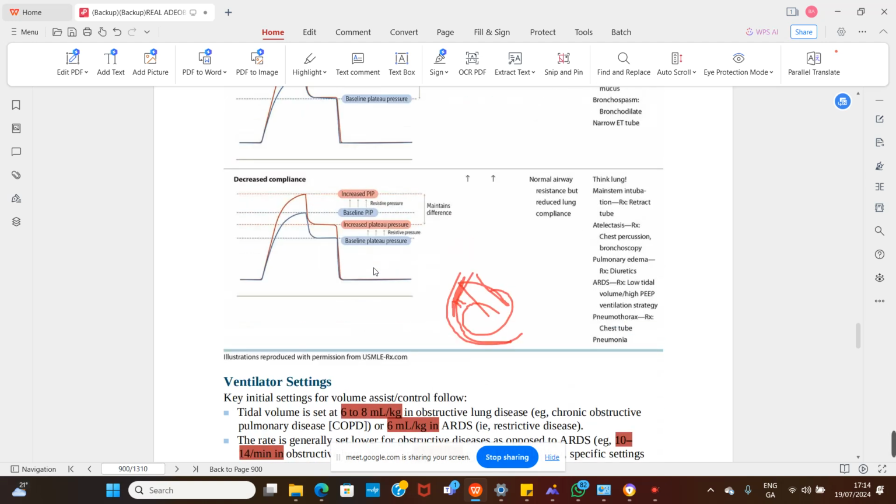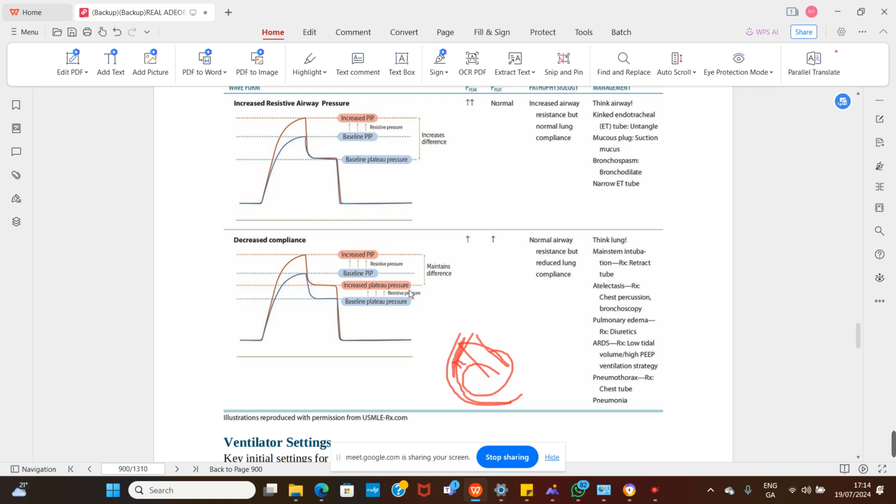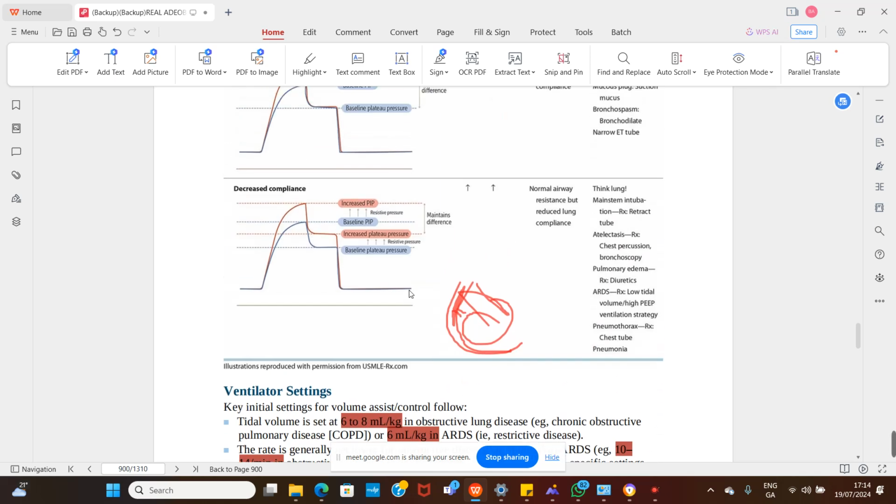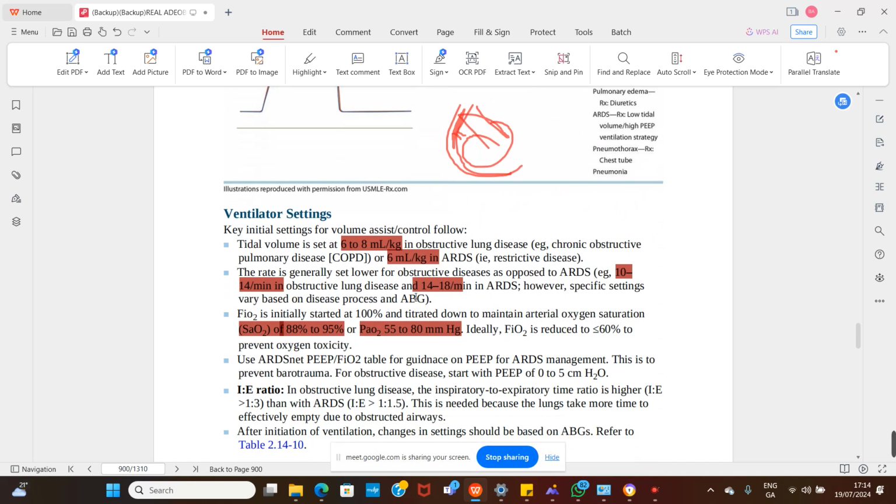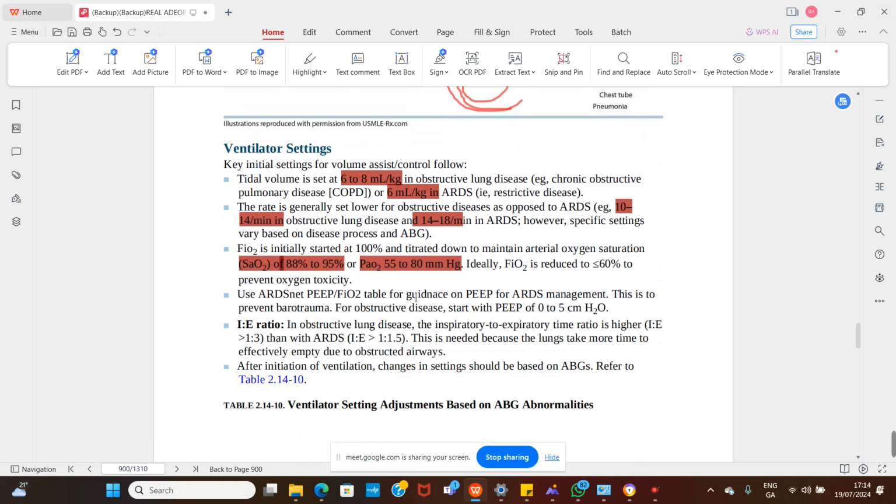What are the pressure changes that can happen? Your PIP can increase, your plateau pressure can increase. So the machine will start beeping. Bang, bang, bang. You quickly go and check what is happening and you know the cause. So you set your tidal volume at 6 to 8 in obstructive lung disease. You set it to 6 in ARDS. The reason why you are setting low volume in ARDS, we have said it.